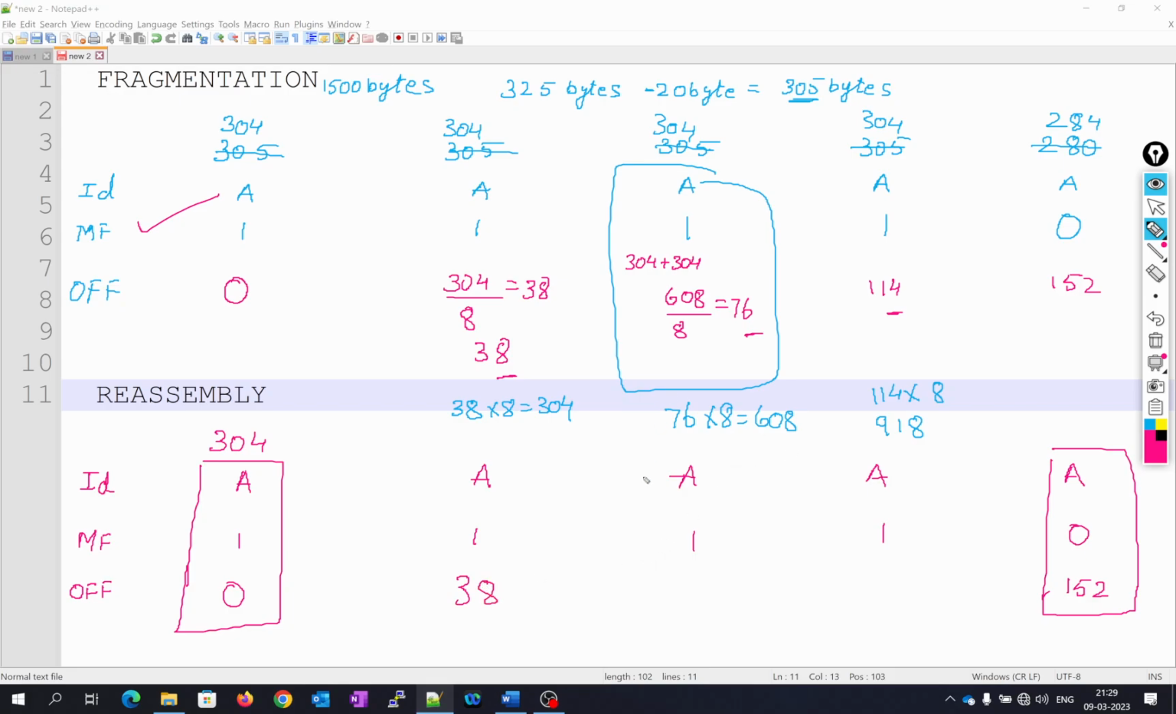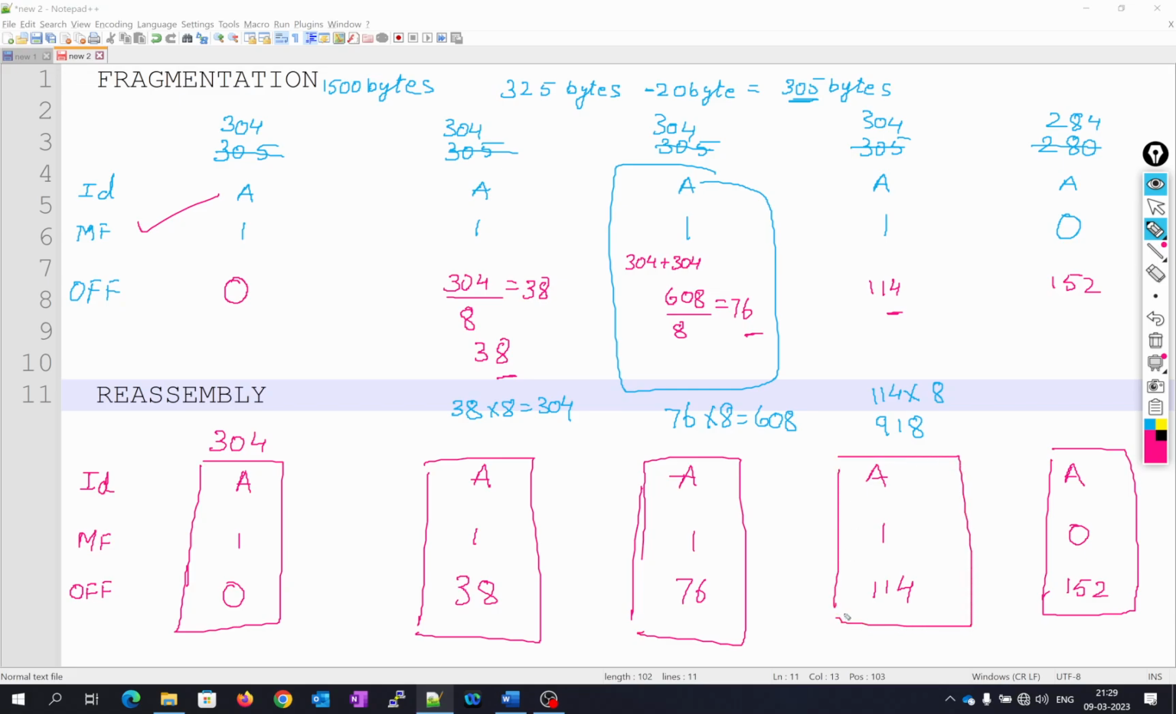Similarly, it knows that the third fragment will of course have 304 plus 304 bytes ahead of it. So it places the 76 offset on the third here. Similarly, for the fourth fragment, it knows that it will have 304 plus 304 plus 304 bytes ahead of it. So it keeps the 114 offset here. And this is how the end device reassembles the non-sequential received fragmented packets into a sequential order.